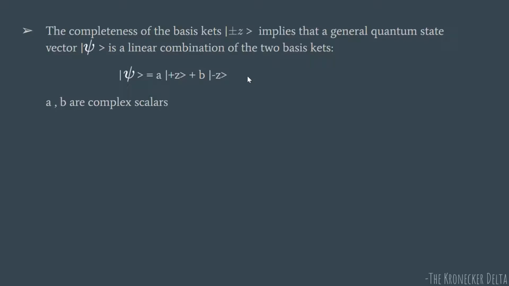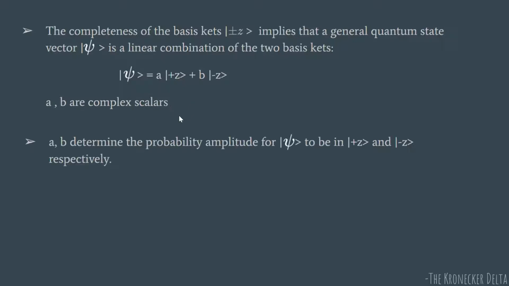For the spin half case, we can use plus and minus z as the basis. The completeness of the basis implies that a general quantum state can be written as a linear combination of these two basis states. This is what I meant when I said that any state can be written as a linear combination. A linear combination is when you multiply each by a scalar and then sum them up. So any generic state can be represented as psi equals A times plus z plus B times minus z, if your basis is plus and minus z. Here A and B are complex scalars, because we are no more in real spaces. We are talking about Hilbert space, which is a complex vector space. A and B determine the probability amplitude for the state psi to be in one of these eigenstates. We call these eigenstates.